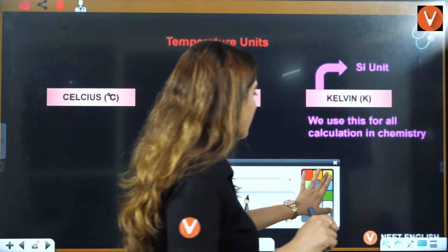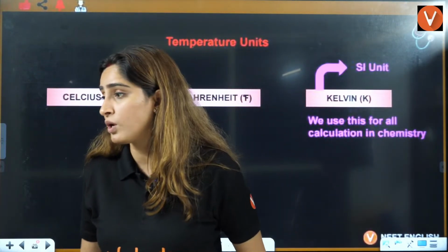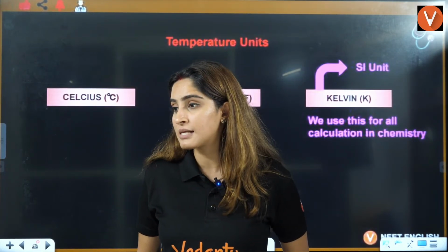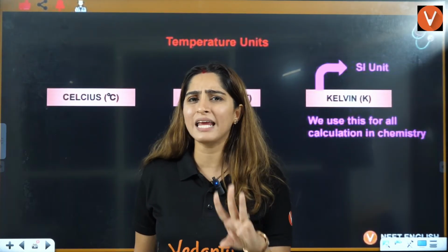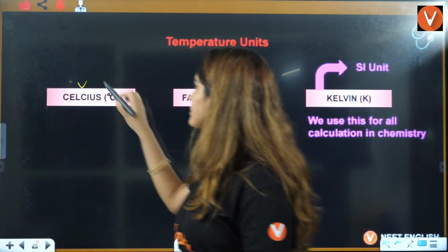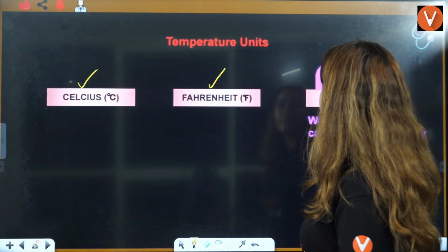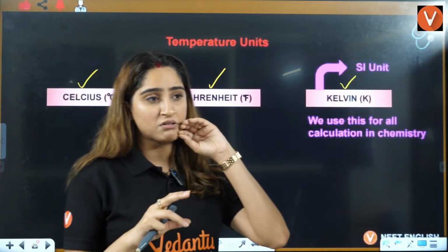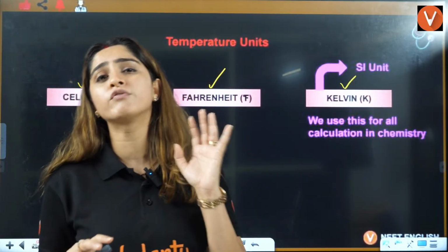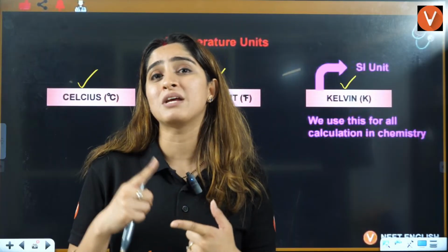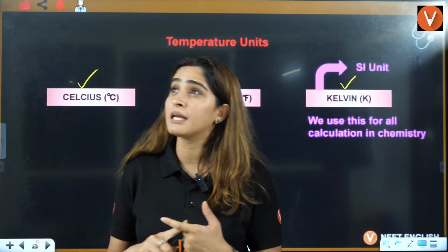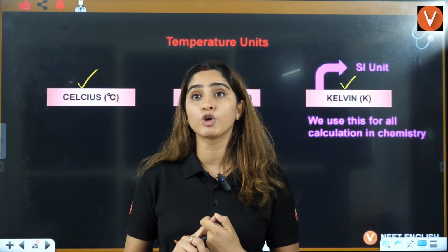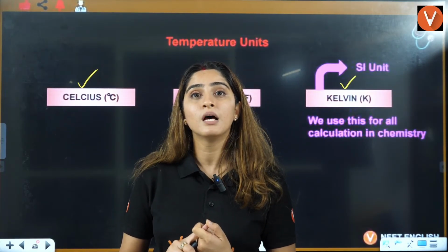Because after this, we are going to start with the temperature conversion. Temperature has 3 units: one is degree Celsius, then you have Fahrenheit, then you have Kelvin. Kelvin is the SI unit, and you will see temperature in Kelvin in most numericals of electrochemistry, chemical kinetics, the solution chapter, equilibrium, and thermodynamics as well.